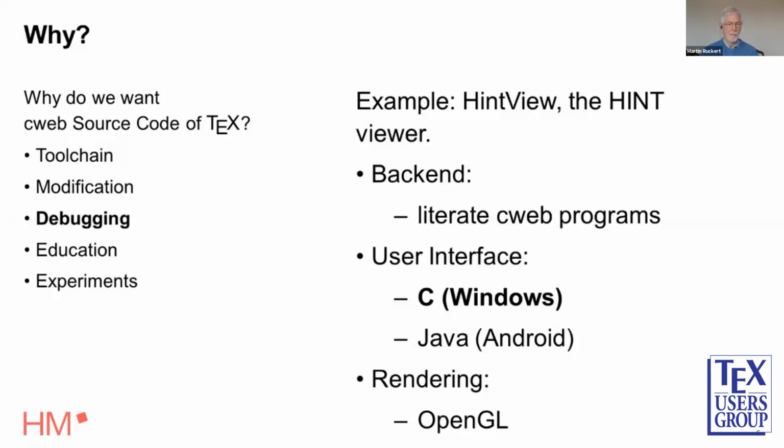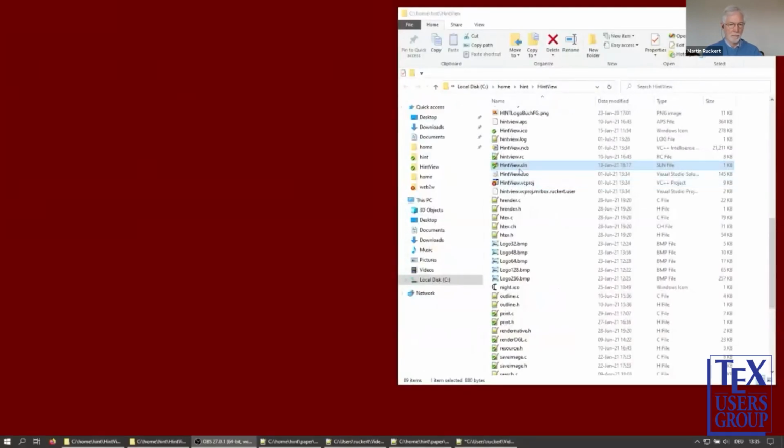Now let's have a look at the most important aspect, debugging. As an example, we look at a debugging session for the hint viewer for Windows. The program has a backend consisting of 3 literate programs written in CWEB, a user interface written in C, and a renderer for performance written in OpenGL so that it can run on the graphics card. And I use Microsoft Visual Studio for program development. I start Visual Studio and run the viewer in debug mode.